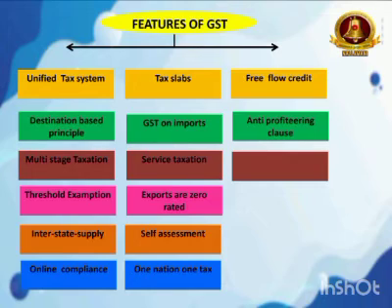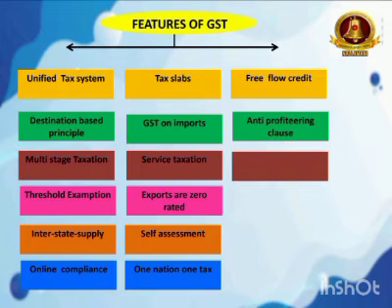Ninth one is tax slab. GST is implemented with multiple tax rates for different categories of goods and services. Common tax rates include a standard rate, a lower rate for essential goods, and a higher rate for luxury items.